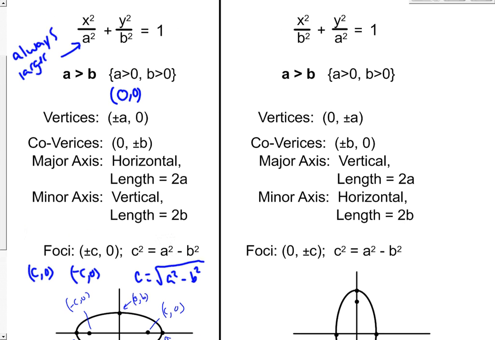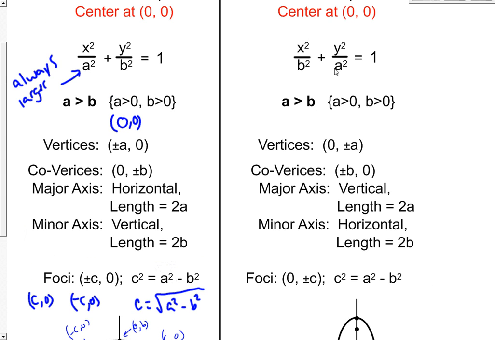All right, so for the vertical, as I explained before, the a squared is going to be under the y squared. And remember, the a squared is always the largest value between a and b.